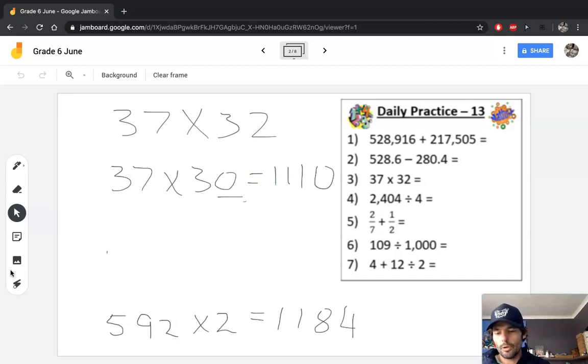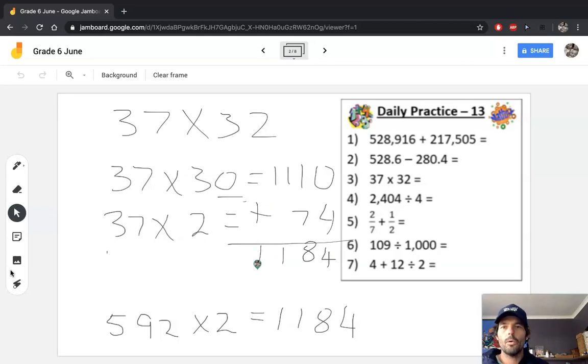Then I must also do 37 multiplied by 2. That's going to give me 74. And if I add those numbers together, hopefully I get 1,184. And indeed I do. So you could have also used the column method. That would have given you the same answer.